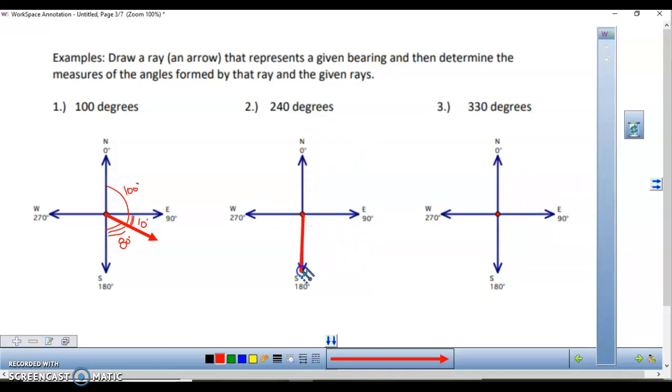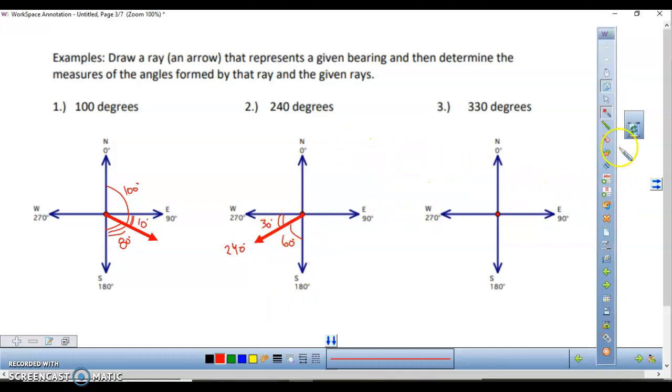To get to 240, I need to go 60 degrees more, or 30 degrees before I get to 270. So this will be a bearing that represents 240 degrees. And 240 is 60 degrees past 180. 240 minus 180 is 60 degrees. And it's also 30 degrees shy of 270. So if I said, hey, I want you to walk on a bearing of 240 degrees, you're going southwest.